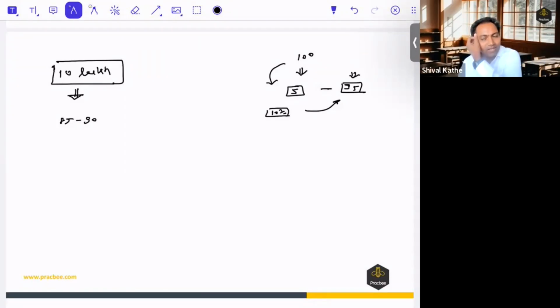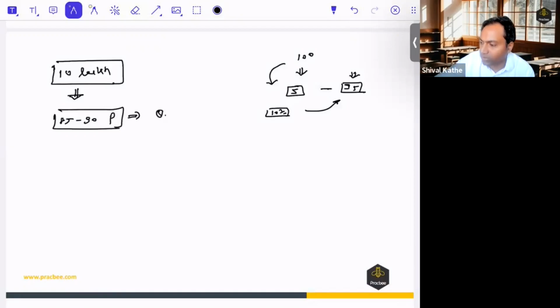So now when these 10 lakh students are writing the examination, if you have like 85 to 90 percentile, this is not percentage, this is percentile. I will represent it by P. Percentile, that means you will qualify for IIT-JEE Advanced. So this is qualification for Advanced.